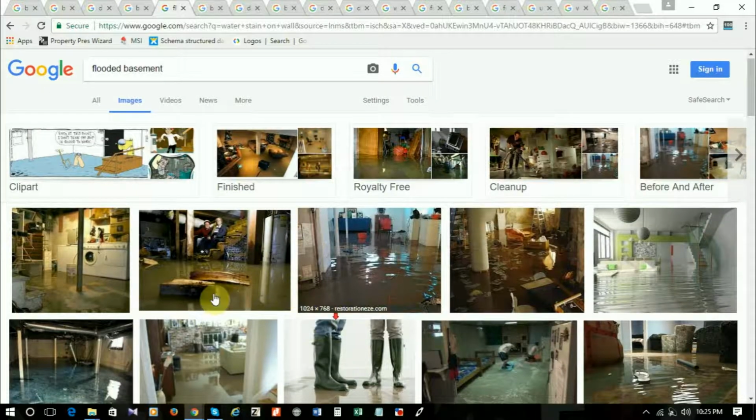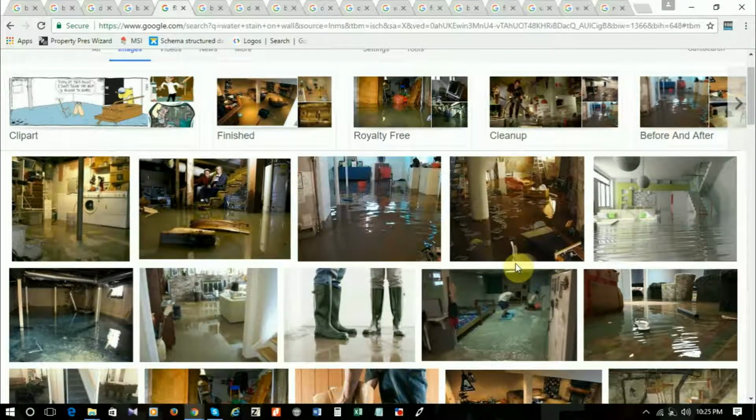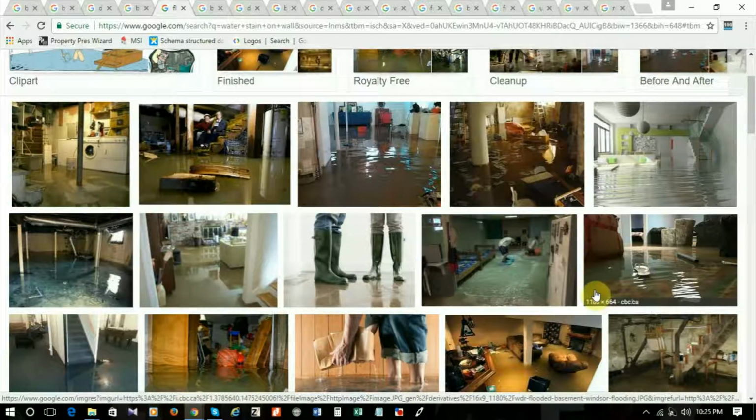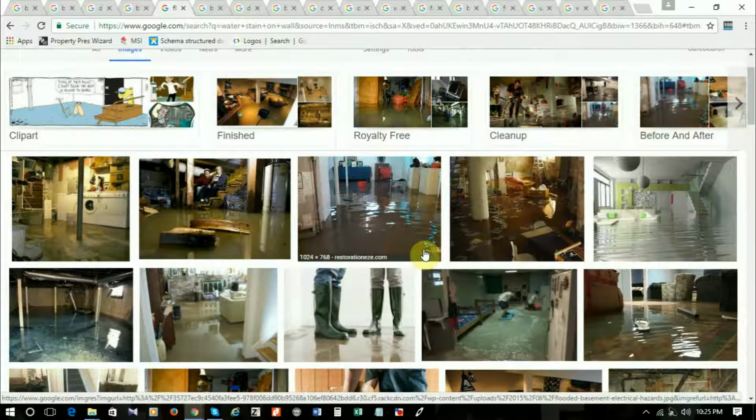So these are pictures of flooded basements. A flooded basement can be easily recognized from pictures as there will be water present. Water damage can also be evident if carpets are wet. In such cases, we will need to provide a bid to remove the carpet and padding from the floor.